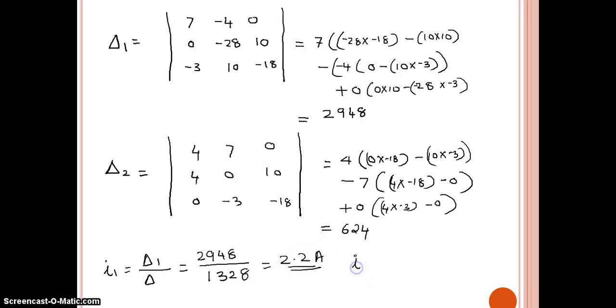Now we can calculate I2 as delta 2 divided by delta. Delta 2 is 624 divided by delta, again 1328. So we get around 0.469 ampere. So this is our I1 and I2 as per the question. By using mesh analysis, this is the way we solve the circuit problem.